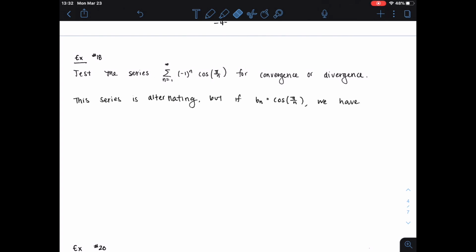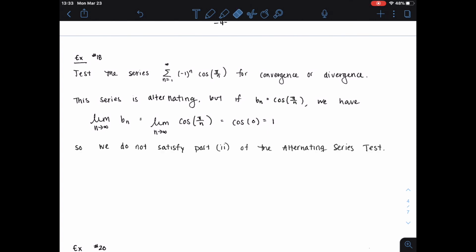So this is alternating, but if you make your Bn cosine of pi over n, even showing this thing's decreasing might be more complicated than you want to go through. So if you take the limit as n goes to infinity of that term Bn, it's the limit as n goes to infinity of cosine of pi divided by n. This is just going to 0. So this thing goes to cosine of 0, which is 1. So we don't satisfy part 2 of the alternating series test.